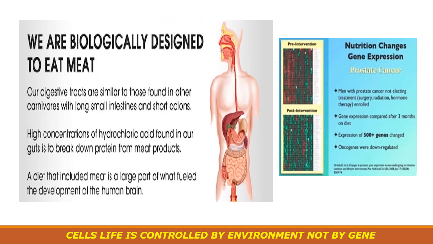Here I wish to highlight the biological design of human beings for eating meat. There is always controversy about whether we human beings should eat meat or not. But here it says our digestive tracts are similar to those found in other carnivores, with long small intestines and short colons. High concentrations of hydrochloric acid found in our guts are there to break down protein from meat products. A diet that included meat is a large part of what fueled the development of the human being. This last part I am going to highlight again later.